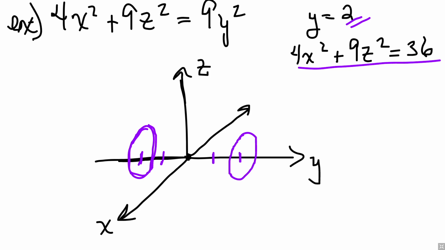Now, let's think about this. As we move closer to 0, 0, what do you think is going to happen to this equation? Keep in mind we're moving on the y-axis, and I'm starting at 2 and going in. So as I move in on y, what's going to happen to this equation? What's going to happen with the ellipse?